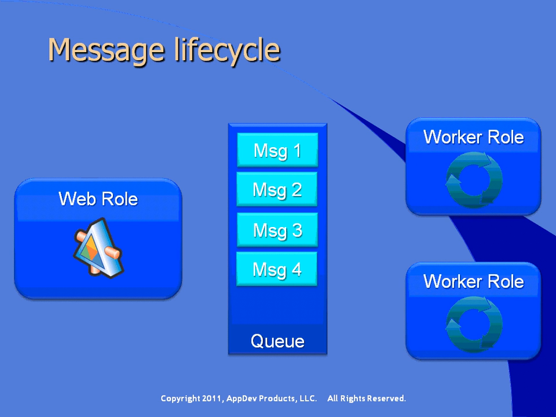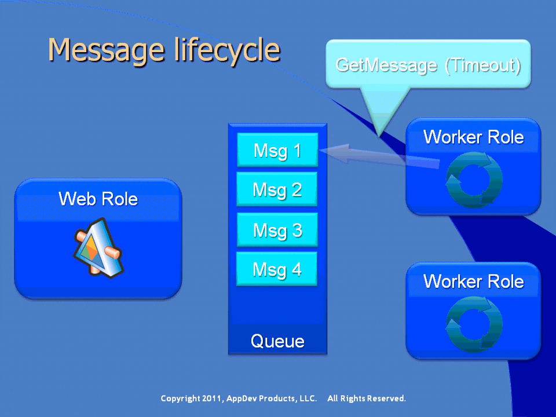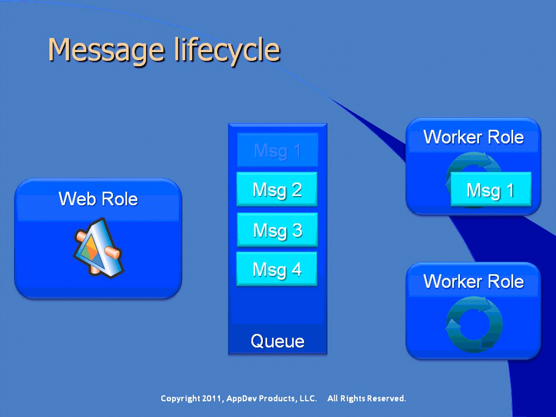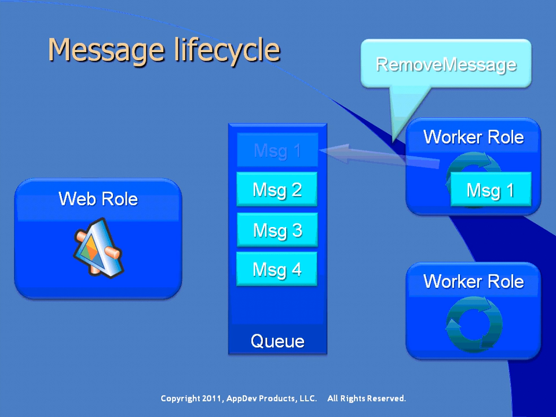On the other side, we have worker roles. On the left, we have one web role whose job is to put messages on the queue. But on the right side, we have multiple worker roles, worker role 1 and worker role 2. In this example, worker role 1 grabs the first message. And to do this, it calls the getMessage method on the queue client. And you can optionally specify a timeout. The default is 30 seconds. So it grabs message 1. And when it's all done processing that message, it calls the removeMessage method.